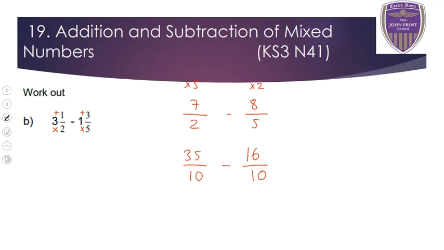And then this time, I know it sounds obvious, but it's surprising how many people do it. We're subtracting. So it's 35, take away 16, not 35 plus 16. Okay? So do the column method if you need to. 35 take away 16 is 19, I believe. Okay? So 19 over 10, can we change that into a mixed number? Yes, because the top is bigger than the bottom. So how many whole tens will go into 19 is 1, with 9 over 10 left over.